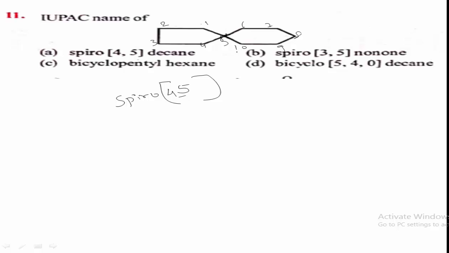Yes, the total number of carbon atoms here is 10, which means the word dec is used, and all contain single bonds, meaning decane. Yes, spiro[4.5]decane is the IUPAC name. Which one is the correct answer? Option A is the right answer.